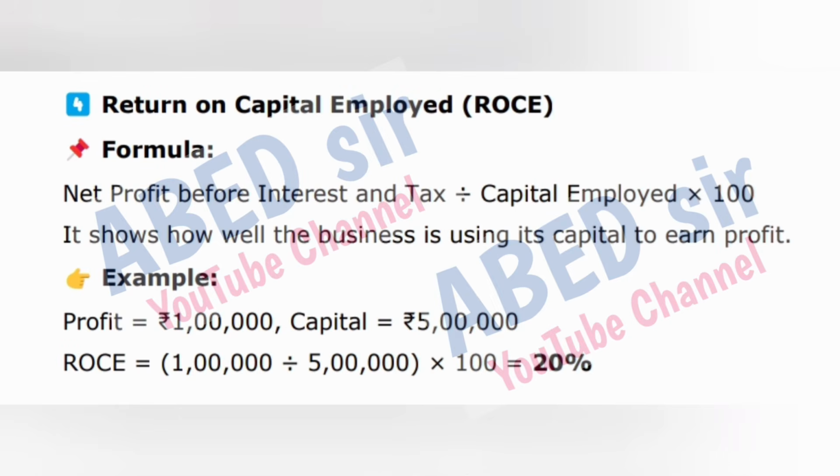4. Return on capital employed, ROCE. Formula: net profit before interest and tax divided by capital employed times 100. It shows how well the business is using its capital to earn profit. Example. Profit is equal to 1 lakh rupees, capital is equal to 5 lakh rupees. ROCE is equal to 1 lakh divided by 5 lakhs times 100 is equal to 20%.